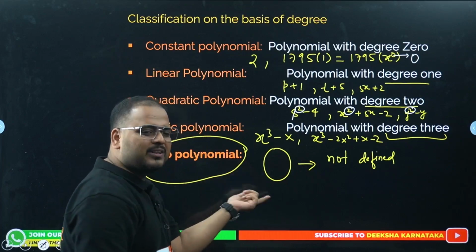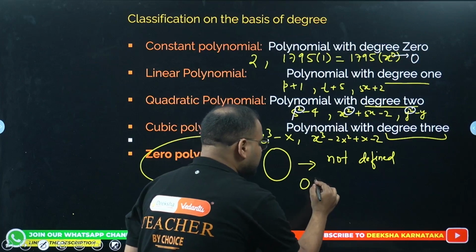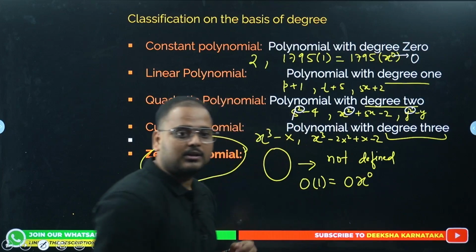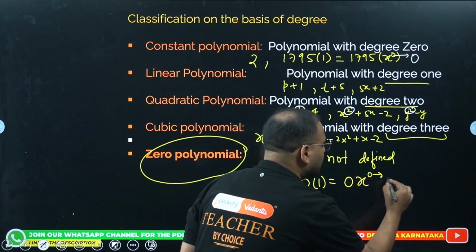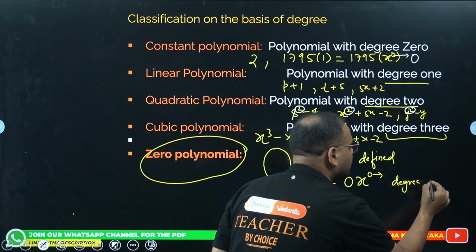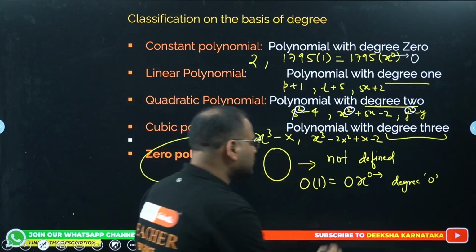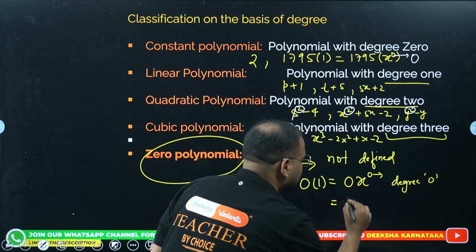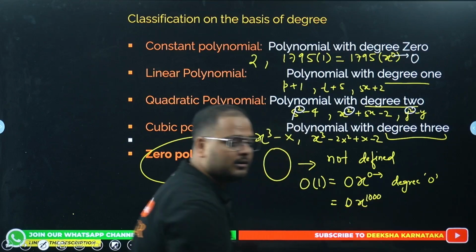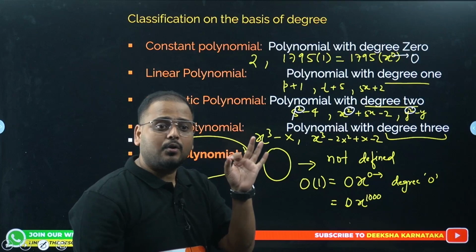So how can I write 0? I can write 0 as 0 into 1. And 1 can be written as x to the power 0, so 0 into x to the power 0. Yes, sir, the power is 0, so the degree is 0. I'm right. You said if I write degree as 0, it is incorrect. But I can also write this 0 into 1 as 0 into x to the power 1000. Why, sir? Because x power anything multiplied with 0 is 0.